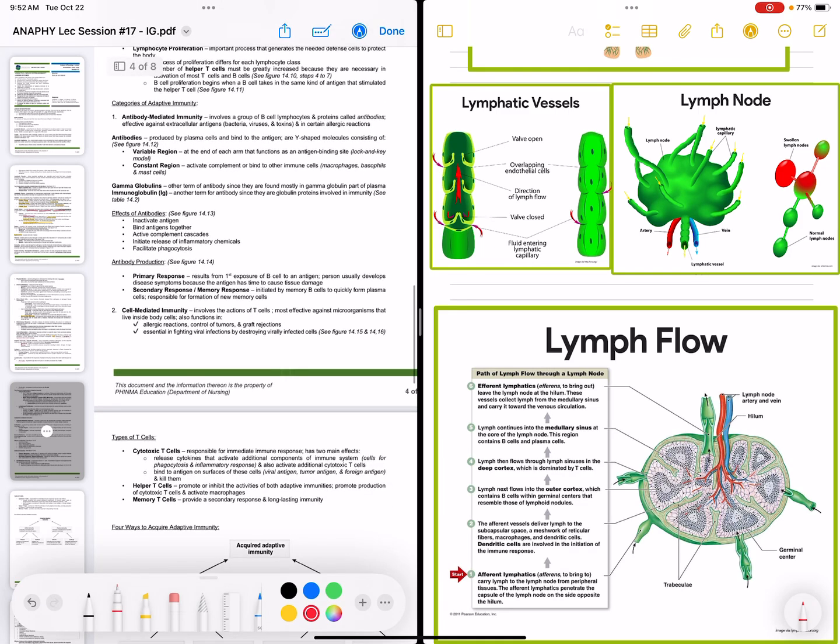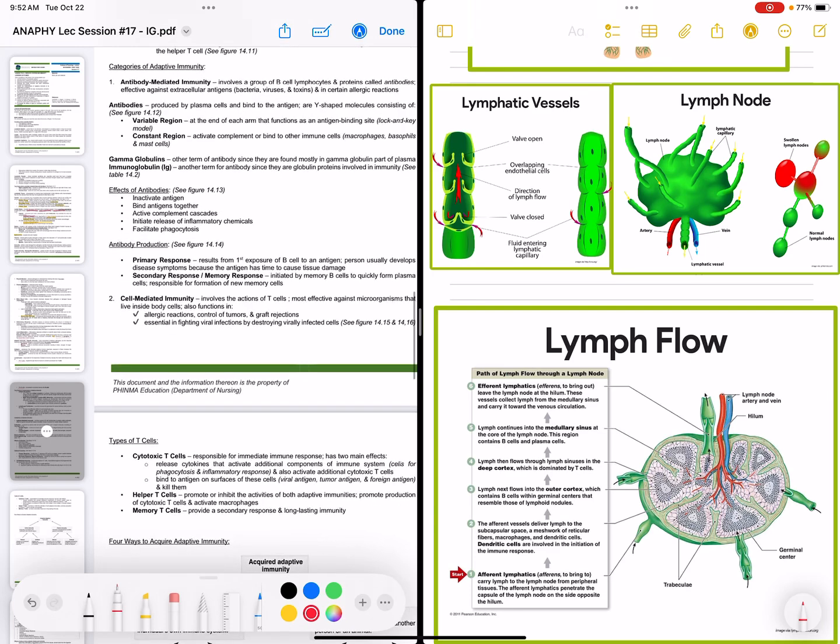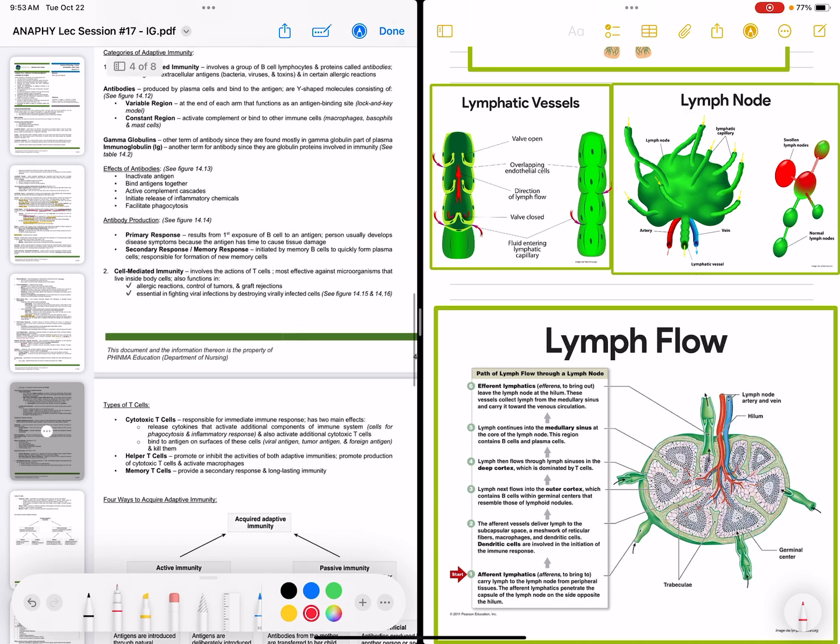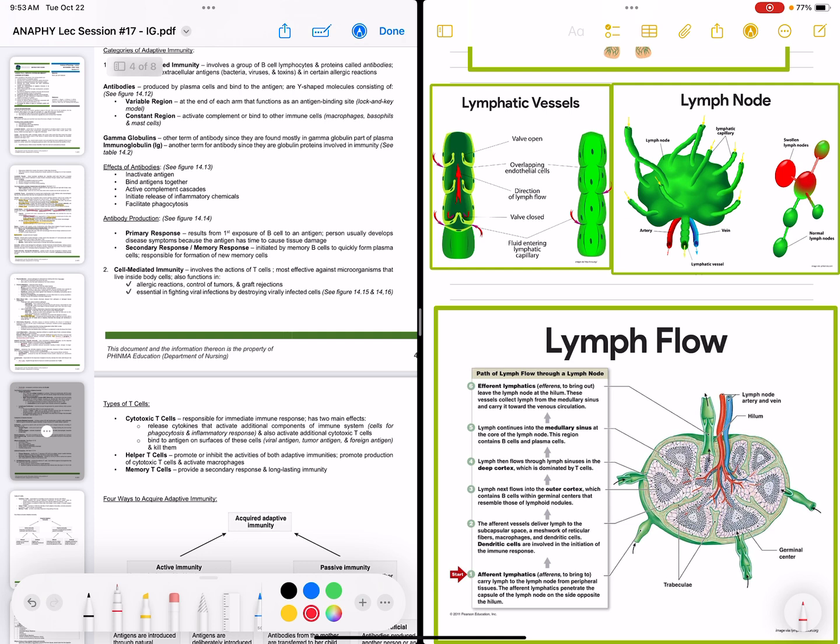Okay. So, ang effects ng aton antibodies is inactive antigen, bind antigens together, active complement cascades, initiate release of inflammatory chemicals, and facilitate phagocytosis. Okay, so antibody production. So sa antibody production naton, meron kita primary response and secondary response or ginatawag nga memory response.